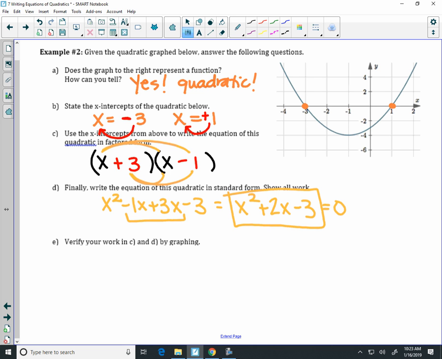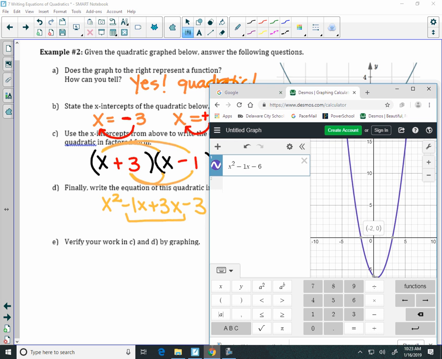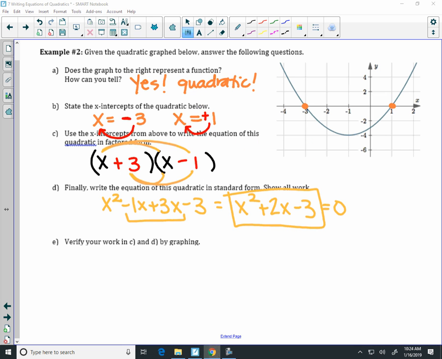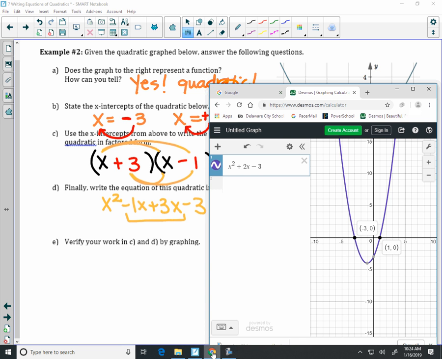And you could absolutely verify this by graphing. Again, Desmos is our best friend. This is x squared plus 2x minus 3. And we should get positive 1 and negative 3 as our roots. X-intercepts, positive 1, negative 3.